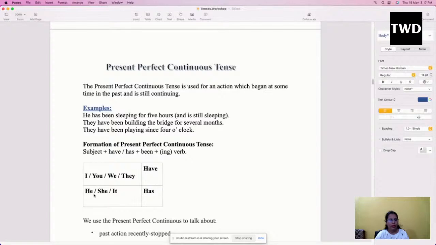And in case our subject is singular like he, she, it, or if you are using somebody's name, your friend's name Rohan, your sister's name, your brother's name, in that case we will use has. The moment our subject is singular we will use has, and if our subject is plural we will use have. And you have to remember that with I and you we always use the plural form of the verb.